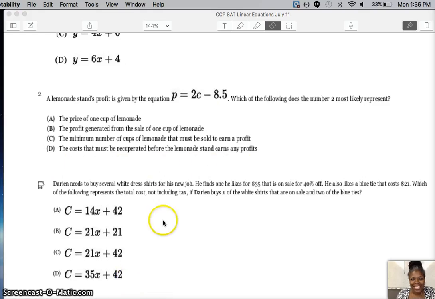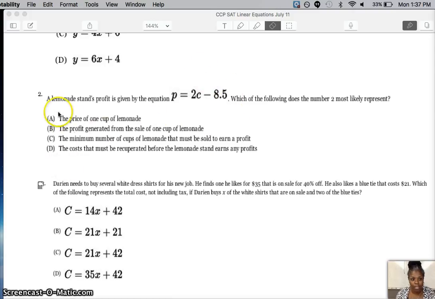All right, in this lemonade stand problem in number 2, we're given an equation P is equal to 2C minus 8.5. We're told that this is the profit equation. What does profit mean? Profit means the money that you get after you take the revenue, the money that's coming in, and then you subtract out the cost. And so this makes sense to be the money that comes in, and this makes sense to be the cost.